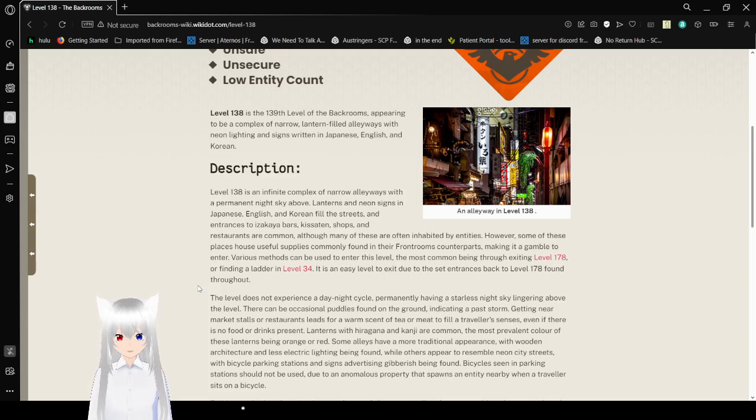An entrance to izakaya bars, kissaten shops, and restaurants are common, although many of these are often inhabited by entities. However, some of these places house useful supplies commonly found in their Frontrooms counterparts, making it a gamble to enter. Various methods can be used to enter this level, the most common being through exiting Level 178 or finding a ladder in Level 34. It is an easy level to exit due to the set entrances back to Level 178 found throughout.